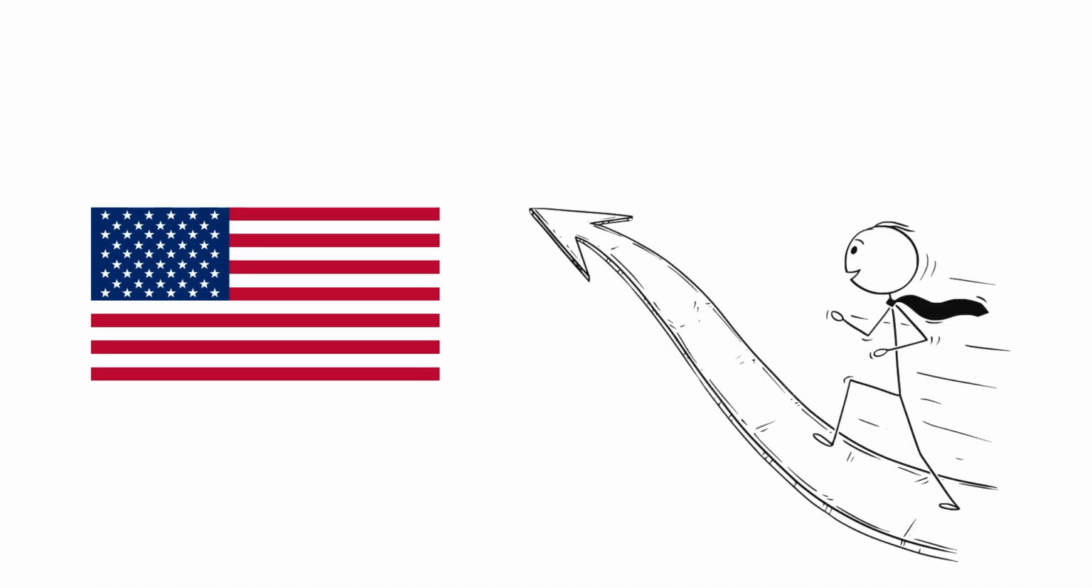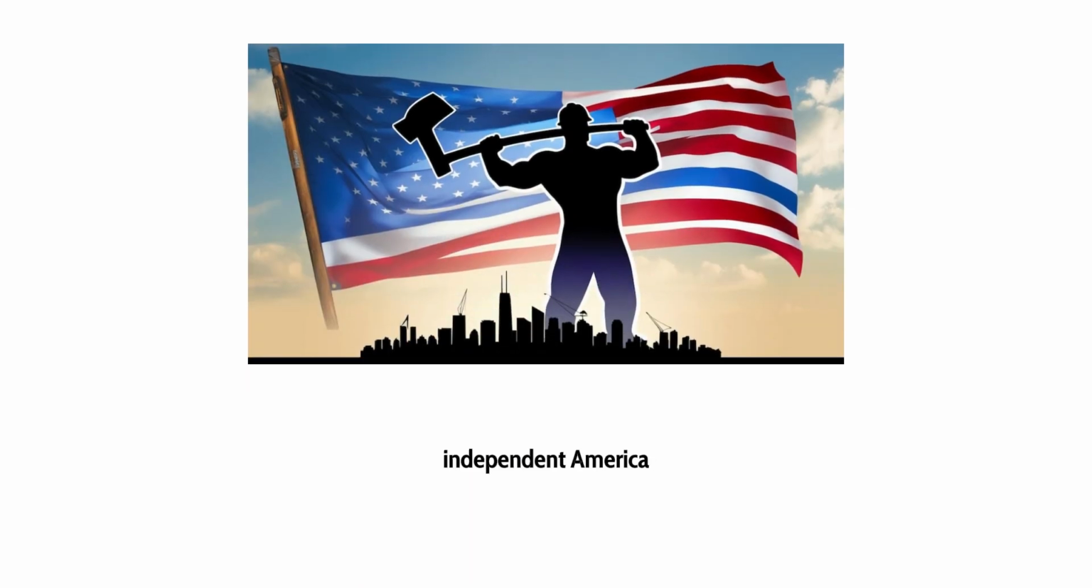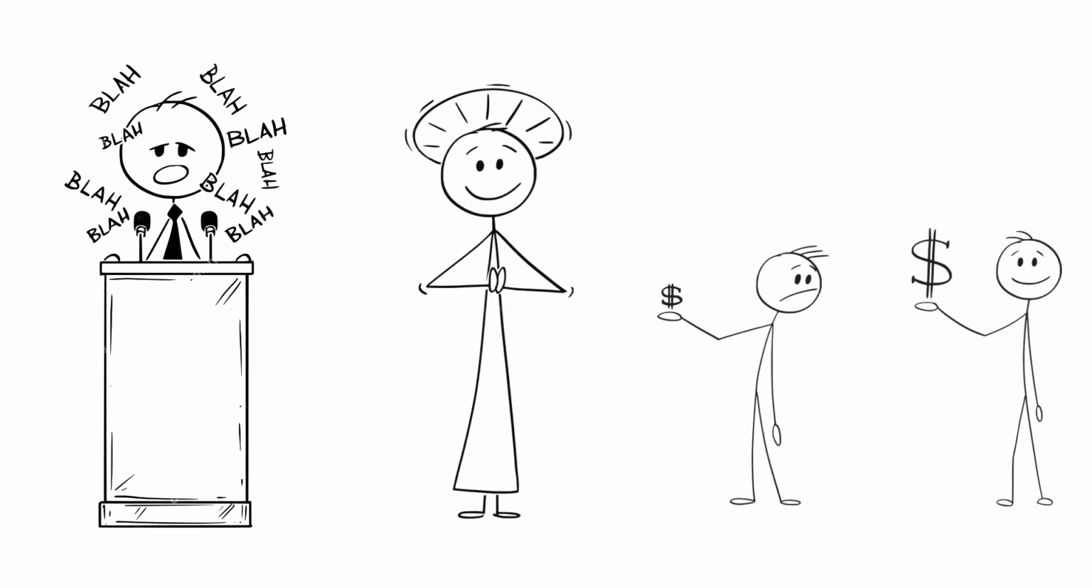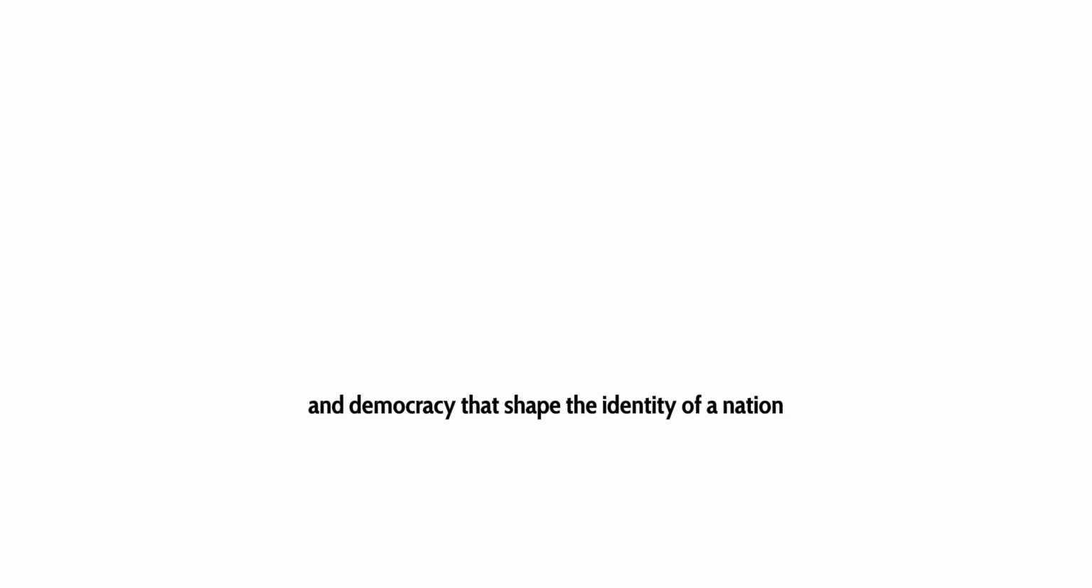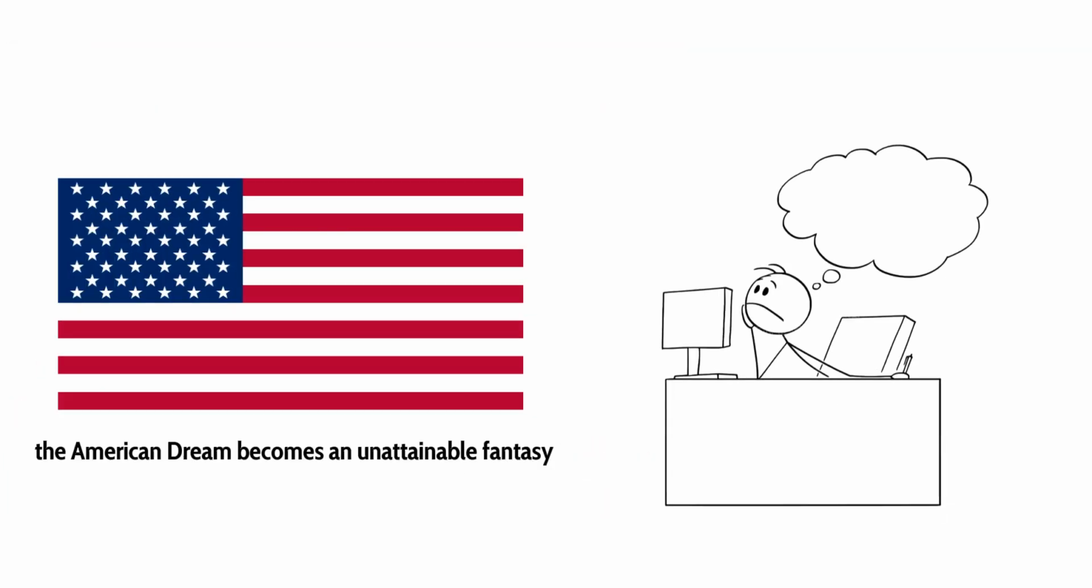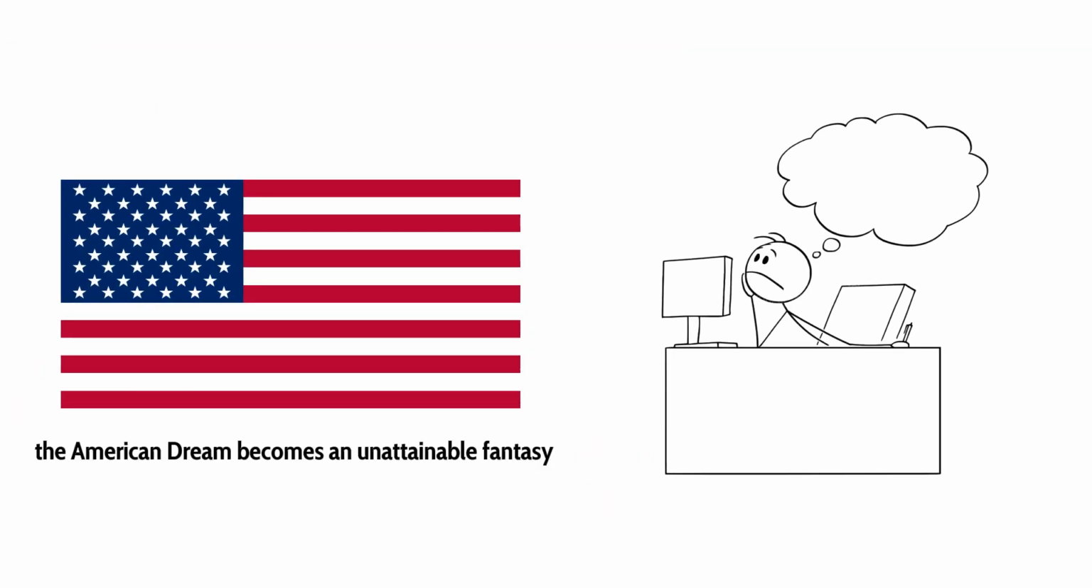In this alternate timeline, the rise of the United States as a superpower never materializes. The absence of a strong, independent America means that its influence on global politics, culture, and economics is non-existent. Ultimately, the narrative of freedom, independence, and democracy that shaped the identity of a nation is replaced with one of submission, loyalty, and stagnation. The American dream becomes an unattainable fantasy, a whisper of what could have been.